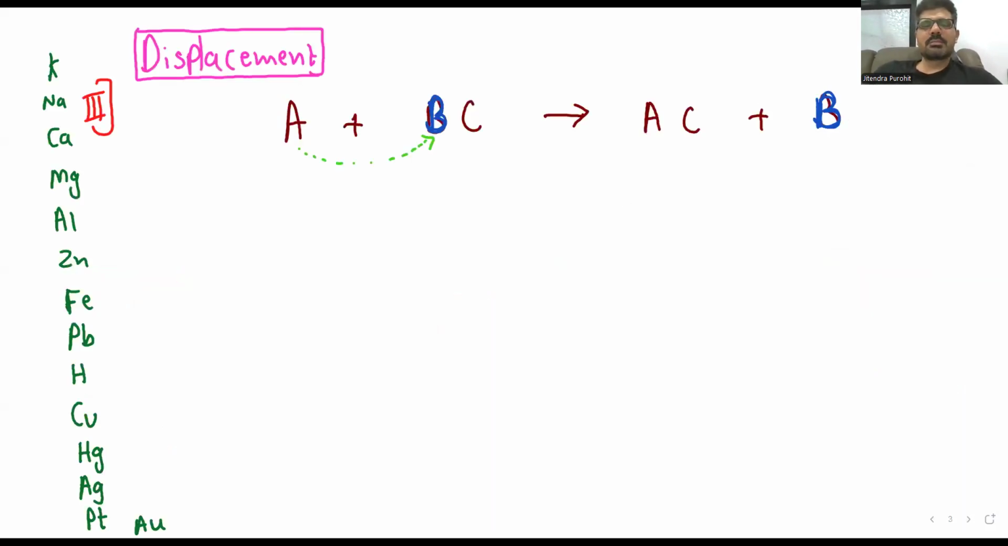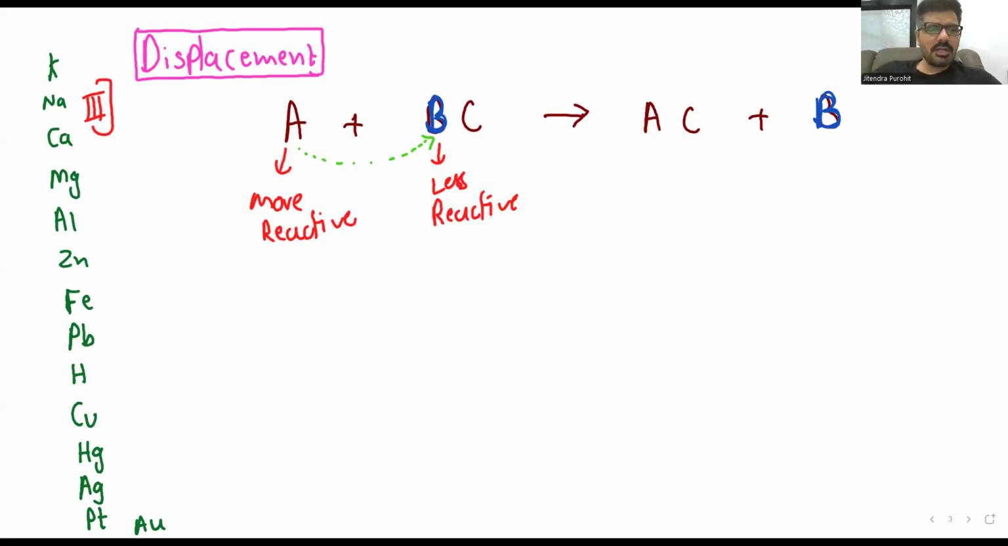Then beta, we have displacement. In displacement, what is the logic? This metal will be more reactive, and this is less reactive. More reactive will displace the less reactive. Acha, how will you come to know which is more reactive? For that, you have to remember that. Remember, beta, I have given you all this.